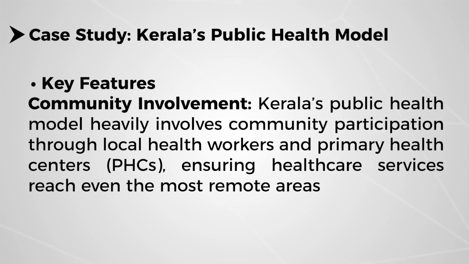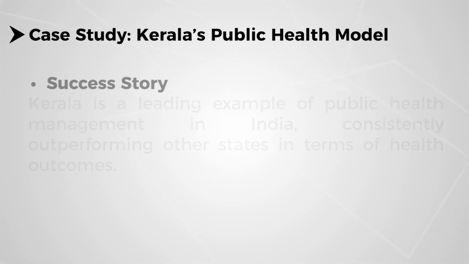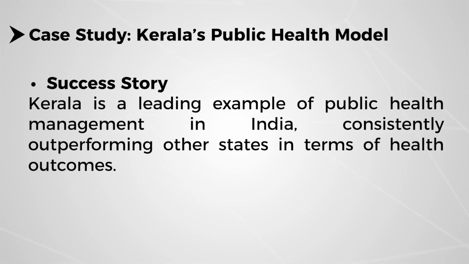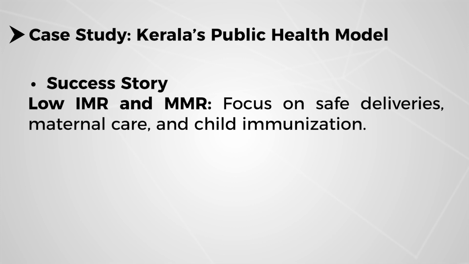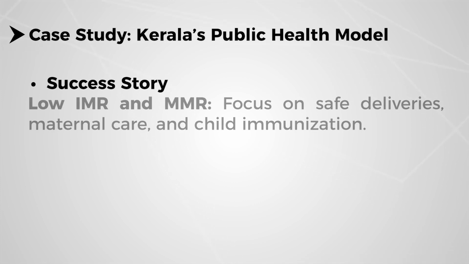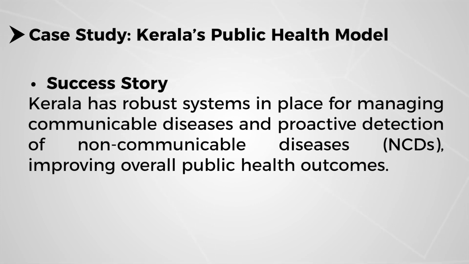So they have their own systems, like how the state government has developed this from primary to tertiary level. Kerala is a leading example of effective public health management in India, where the state constantly outperforms in health outcomes. So it has a very low mortality rate and more literate persons, so they are also accepting these healthcare systems and have awareness among the people. Like disease control, Kerala has a robust system of disease control. That means they have proactive detection of non-communicable diseases and also improve overall public health outcomes.